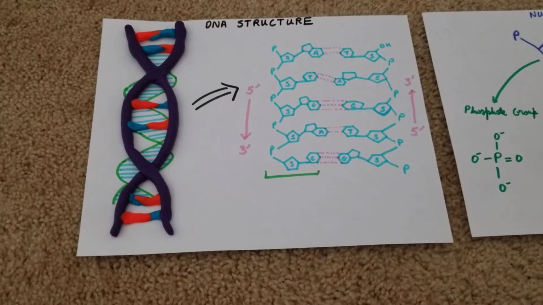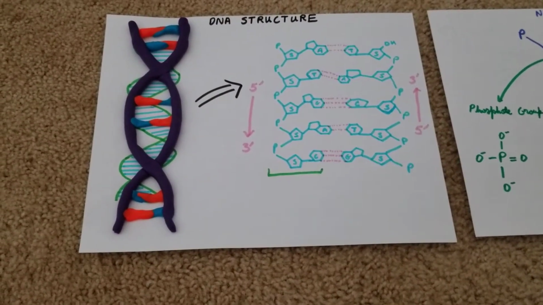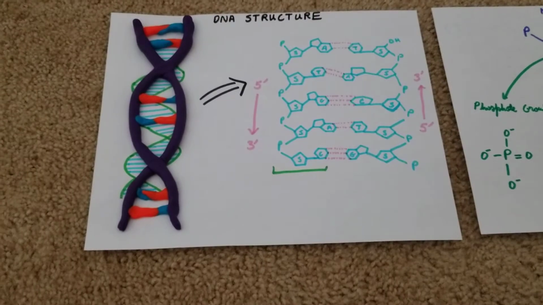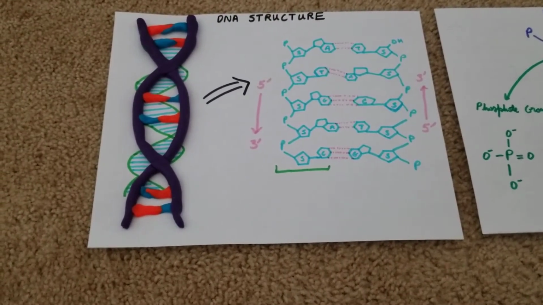Today we'll be talking about the DNA structure and forces surrounding it. So DNA is a double helix structure that is anti-parallel and is made of nucleotides. Here's a basic structure of the nucleotides.